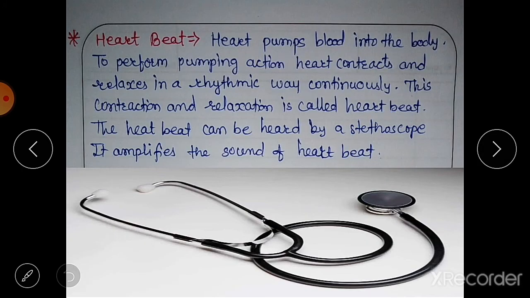Now what is heartbeat? We know that the heart pumps blood into the body, and to perform this pumping action the heart contracts and relaxes in a rhythmic way continuously. Rhythmic way means at particular time intervals, in a rhythm. This contraction and relaxation of the heart is known as heartbeat. The heartbeat can be heard by a stethoscope. You can see the picture of a stethoscope here. It works by amplifying the sound of the heartbeat.